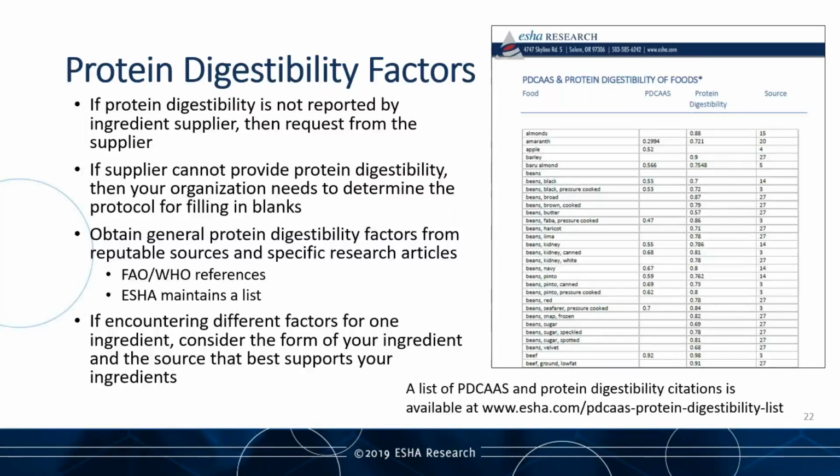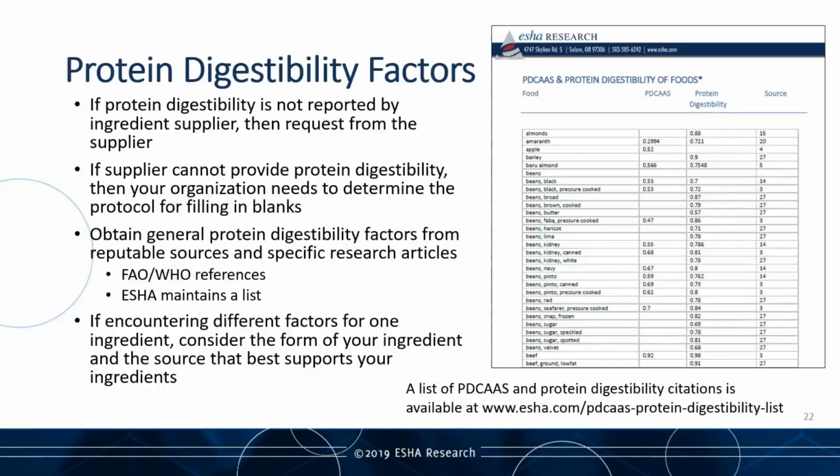ESHA also maintains a list of protein digestibility factors and PDCAAS values from a number of research articles and sources, including that FAO WHO list and additional. And this is available on the ESHA website. We've provided a link here. Just know that this is a live list, so we do continue adding ingredients when we find them. So if you use this list, you might want to check back periodically to see if it's been updated with additional ingredients.